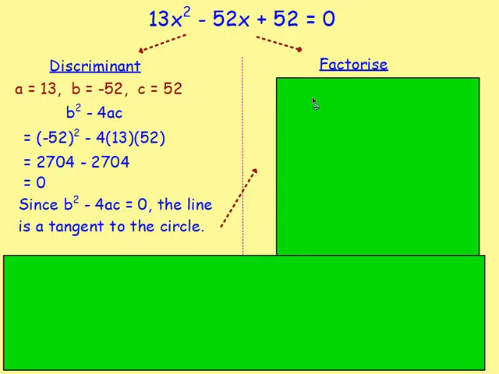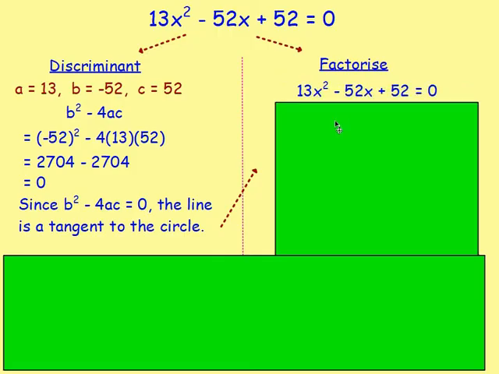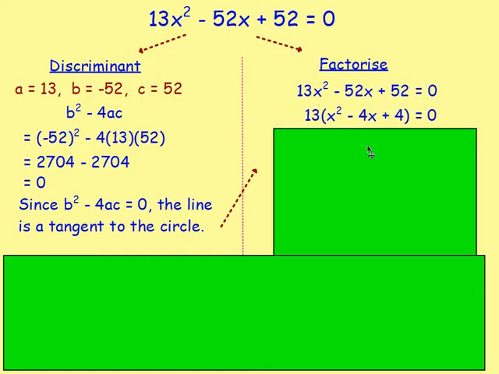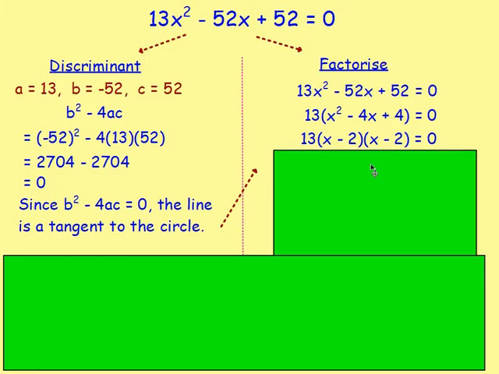We've done that. What you then have to do to find the point of contact is you would have to find the value of x. So then you would have to factorize. So we had 13x squared take away 52x plus 52 equals 0. You could take out 13 as a common factor. So take out 13, you're left with x squared take 4x plus 4 equals 0. Meaning then you can now factorize what's in the brackets. So you'd have 13 bracket x take 2 bracket x take 2.